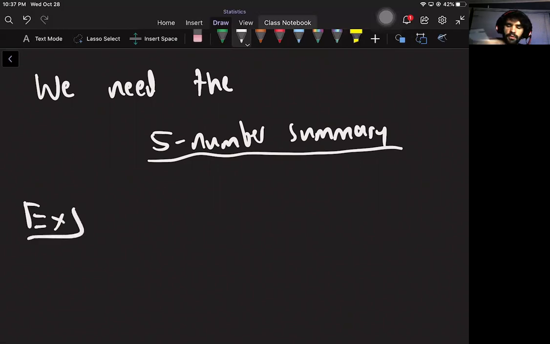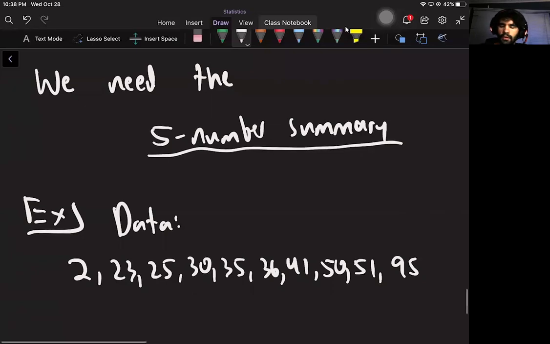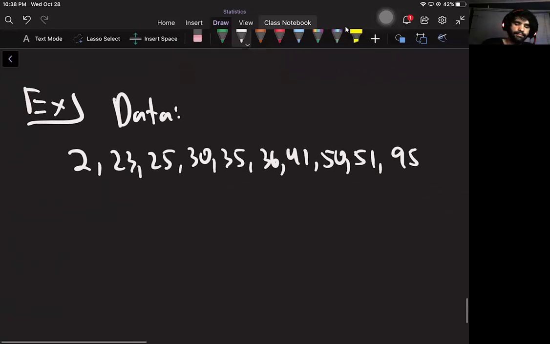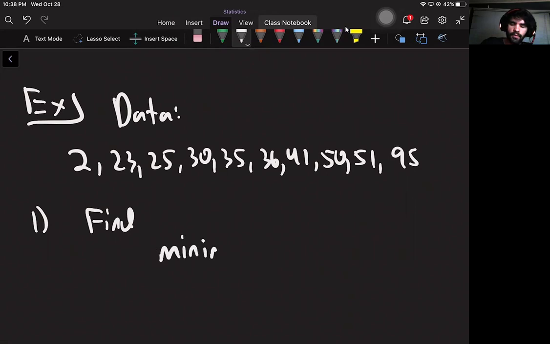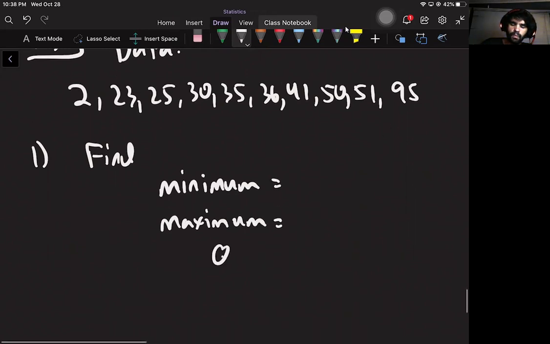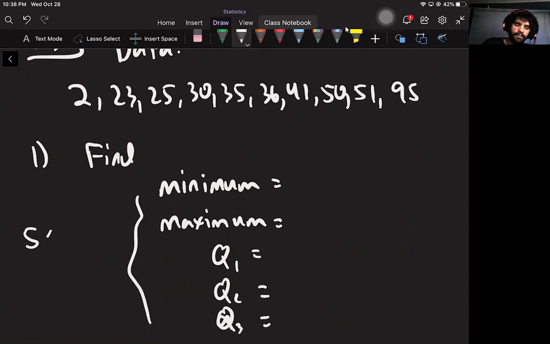Okay, so we'll just do it by example. So let me pop this data in real quick. Boom. Okay, there it is. All right, so what's this 5-number summary business? Well, it's just the minimum, which is the smallest number, the maximum, which is the biggest number, and the 3 quartiles. So that's the 5-number summary. So you find your 5-number summary for your data.